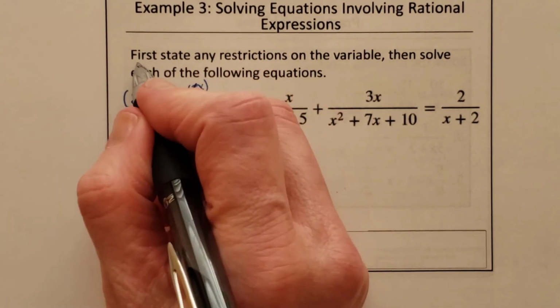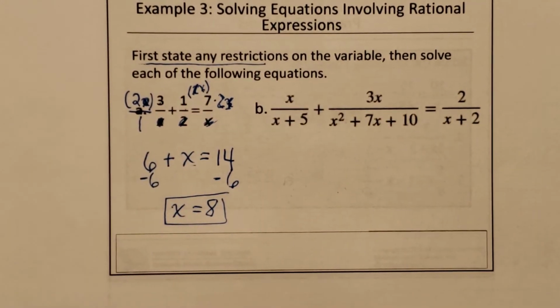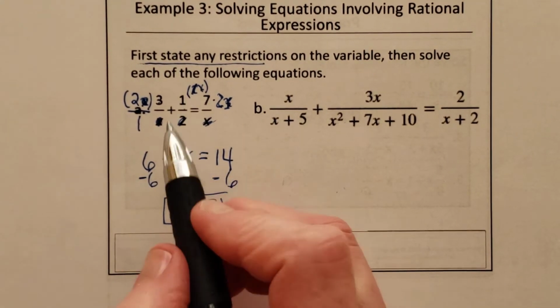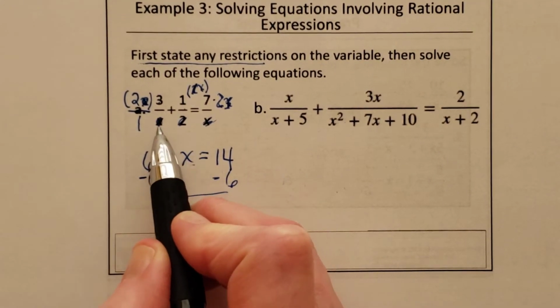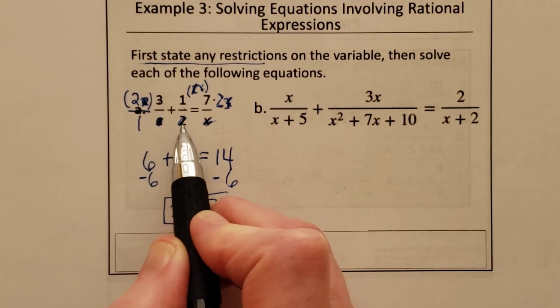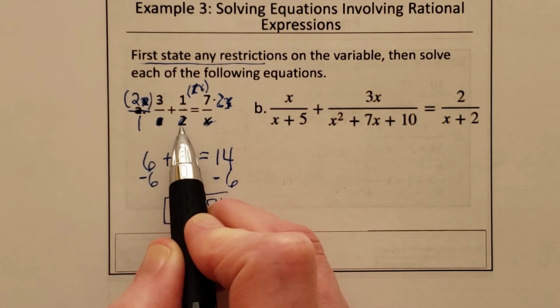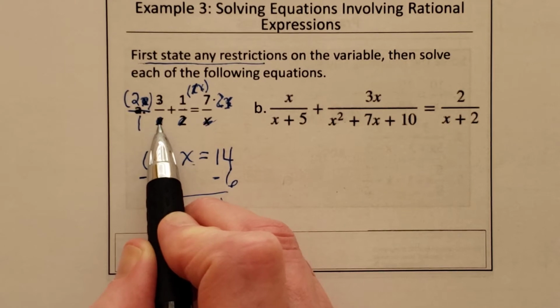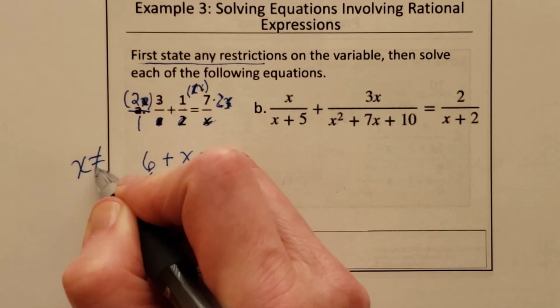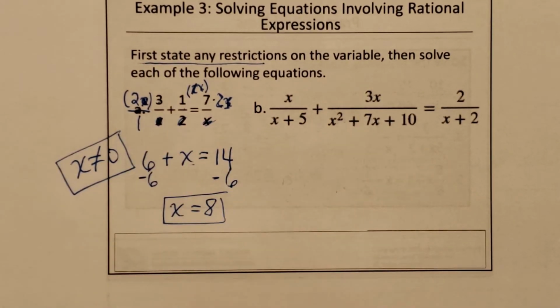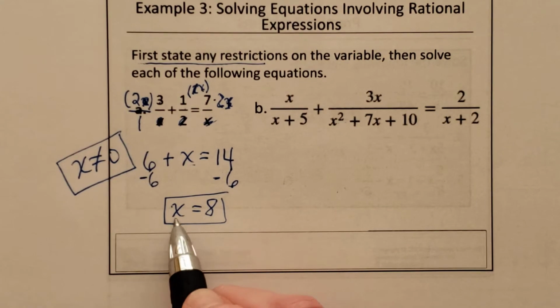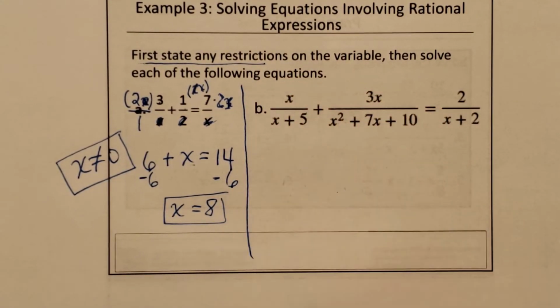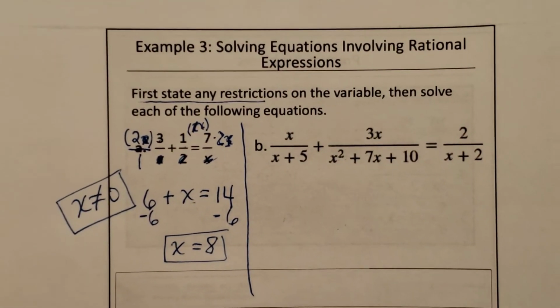I did this in the wrong order, I just realized, because it first asked to state the restrictions. So remember my denominators were x, 2, and x. Well, can I ever make a 2 zero? No, I can't. So the only restriction I have, since that is a single variable, the only thing that x could not be is 0. X cannot equal 0, and does it? No, it equals 8. So my answer is good. All right, so letter B.